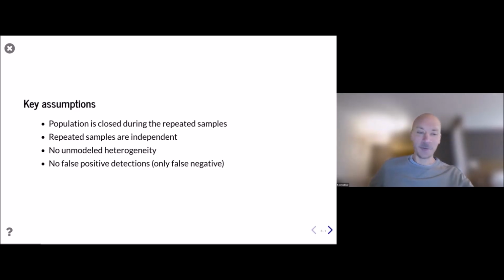We assume the repeated samples are independent. We also assume there's no unmodeled heterogeneity in occupancy or detection. So practically speaking, if there are any key covariates, we've included them in the model in some form. And also, we're assuming there are no false positive detections. So if we detect a species, then it's there. So it's not possible that we've misidentified the species or something. There are models that can handle those, but the simple one that I've just described can only handle false negatives.